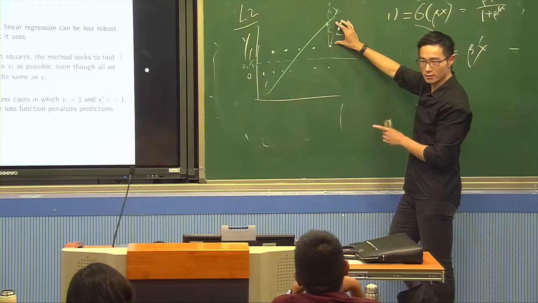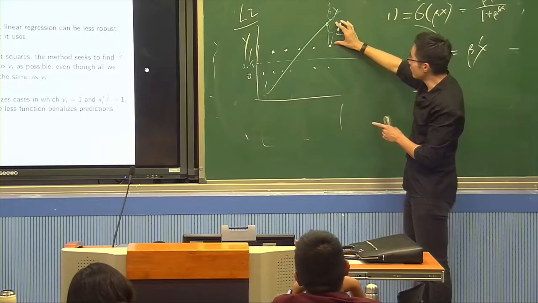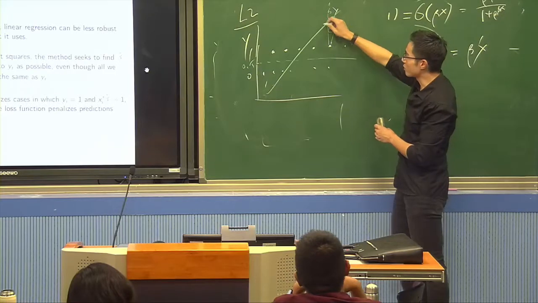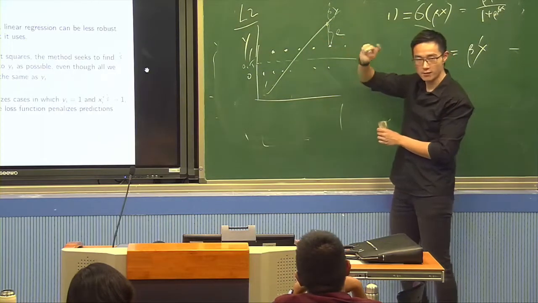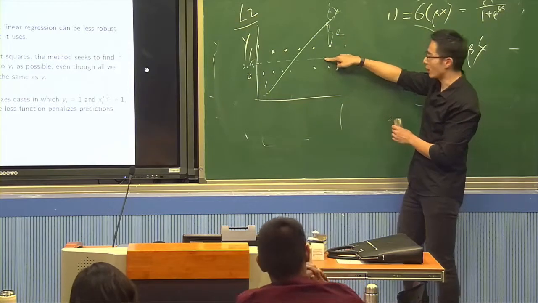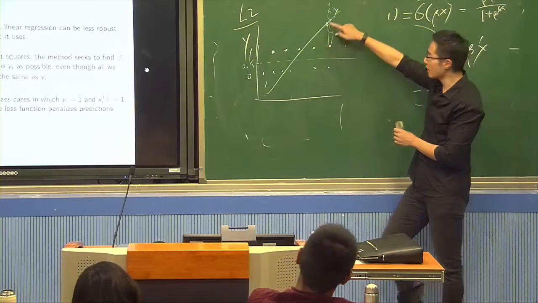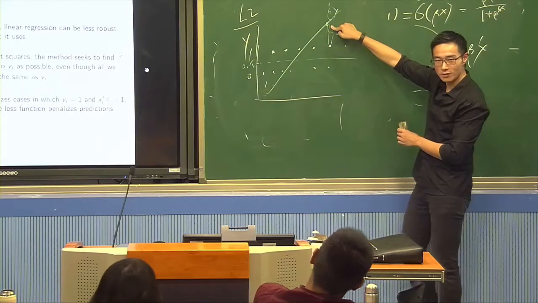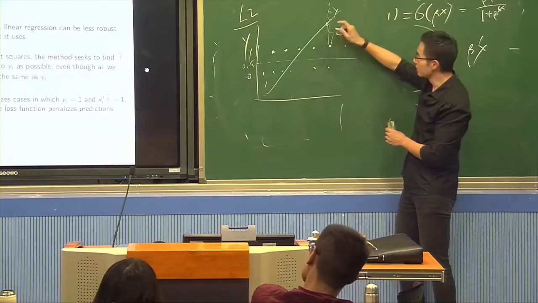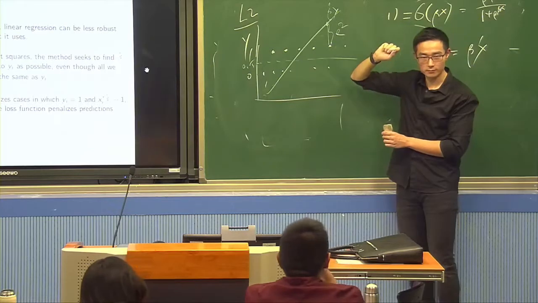Should we worry about this error? No, because even though my beta hat X is here, my prediction of Y hat is correct. Because it is above 0.5, I will correctly say Y hat is equal to 1. So this is not a problem. However, in linear regression, because we're minimizing the L2, this becomes a huge problem because it's going to be squared.